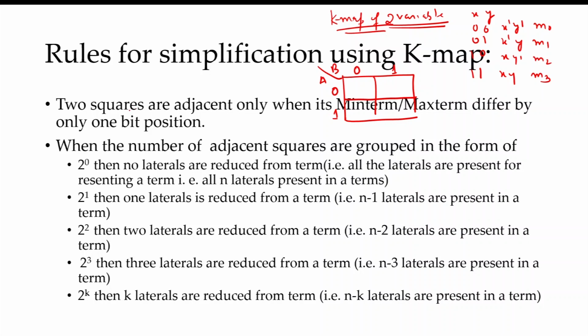What happens here? Two squares are adjacent only when their minterm or maxterm differ by one bit. So this represents maxterm 0, maxterm 1, maxterm 2, and maxterm 3. Suppose the function is in SOP form; simply here it is represented like f of x comma y equals summation of 0 and 1.